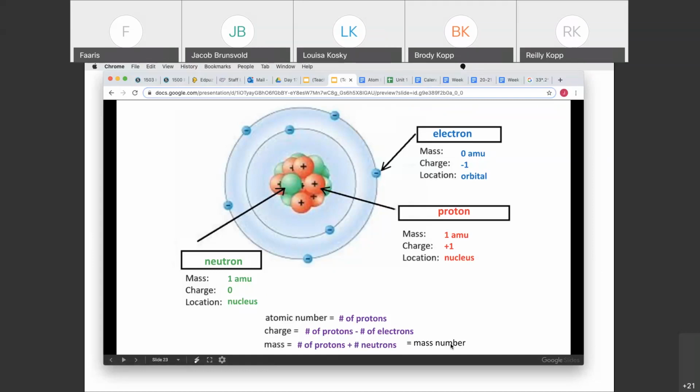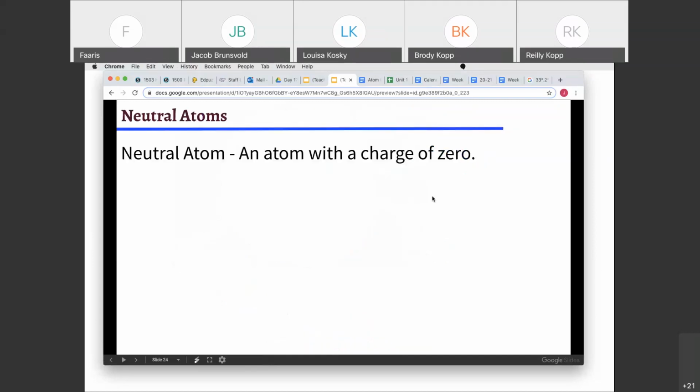One thing I want to mention, the mass of the electron isn't actually 0, but an electron weighs 1/1000th of a proton. So it takes 1,000 electrons to equal the mass of one proton. And so for that reason, when we're calculating the mass of atoms, we just ignore the electrons for the most part, simply because they don't have as much mass.